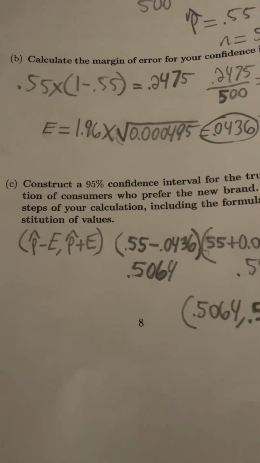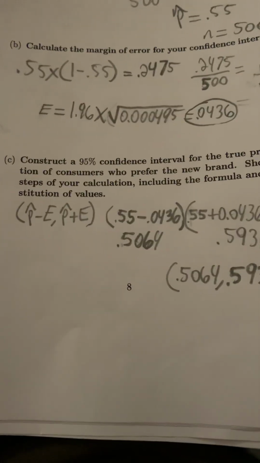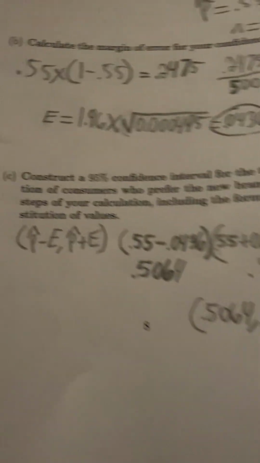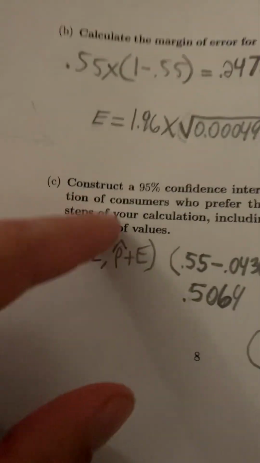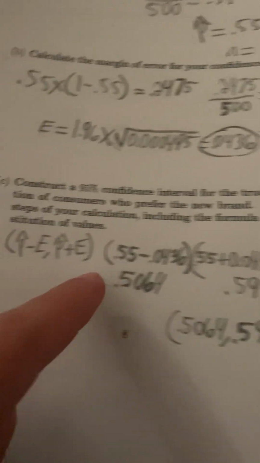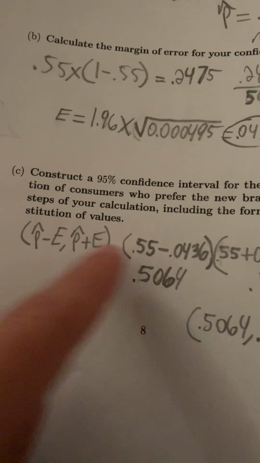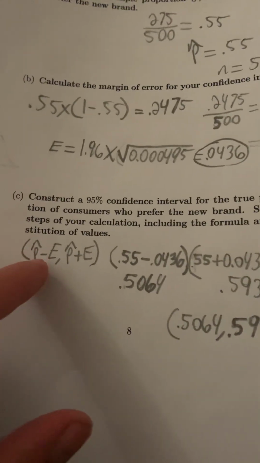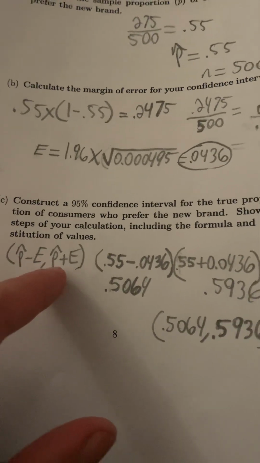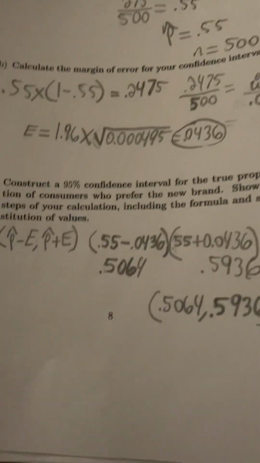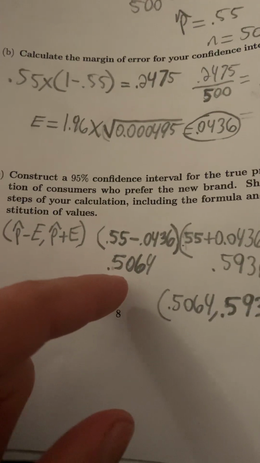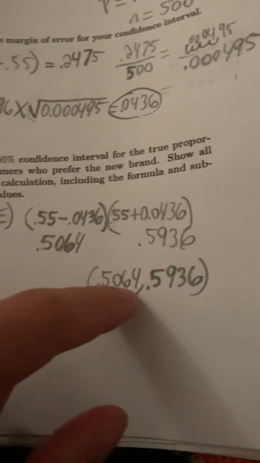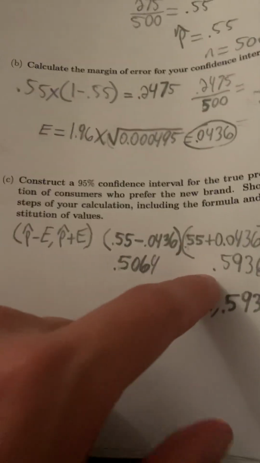Construct a 95% confidence interval for the true proportion of consumers who will prefer the new brand. Show all steps of your calculation, including the formula. So this is the formula, and these are the steps. You plug in your sample proportion minus your margin of error, and then you do it plus the margin of error. So that gets you 0.5064 and 0.5936. And these are your values.